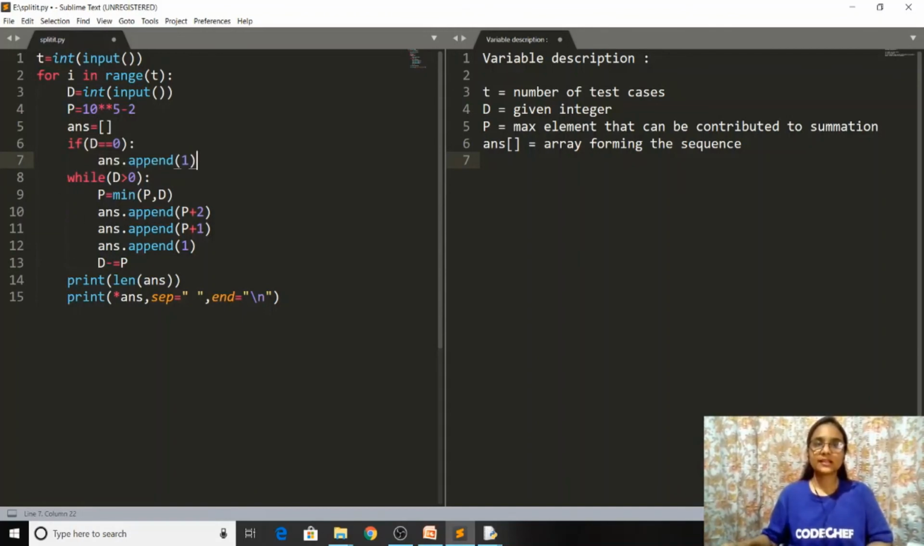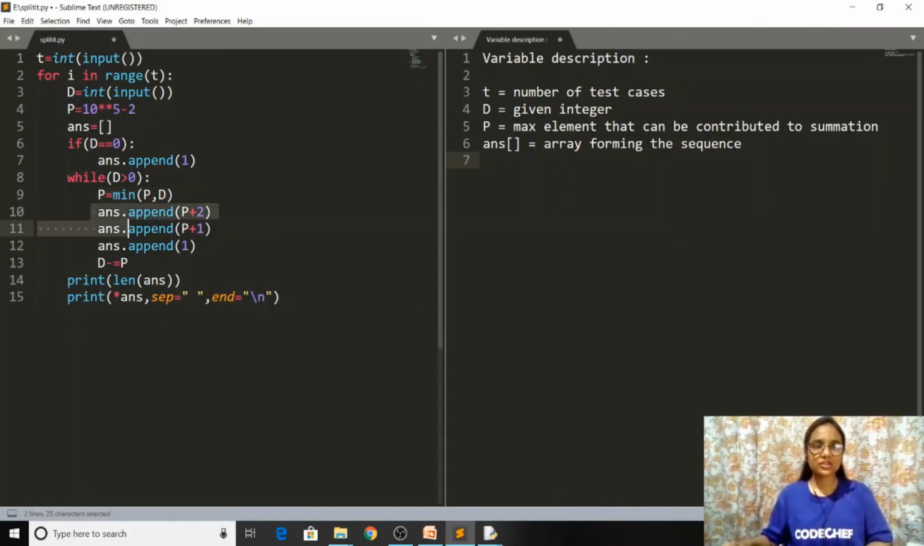But if your d is greater than 0, then we are going to follow the same thing that we discussed in the pseudocode. That is, first we will see which one is minimum, 10 to the power 5 minus 2, or our d. If d is less than or equal to 10 to the power 5 minus 2, then we will only need to run this loop just once. Otherwise, we will need to run this loop d divided by p number of times. And each time the contribution to the summation will be 10 to the power 5 minus 2. So that is why we need to determine this here.